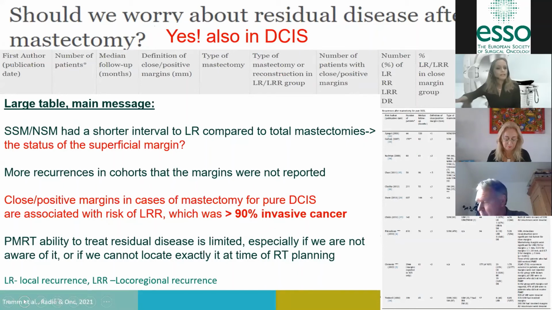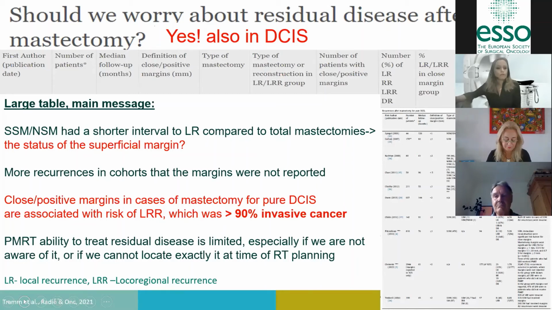So we're asking ourselves whether it's due to the superficial margins. There are more recurrences in cohorts where the margins were not reported or partly reported, and significantly more recurrences in cases of close or positive margins in case of mastectomy for pure DCIS. And you need to remember that according to these reports, in these cases, over 90% of the recurrences were invasive cancer. The ability of radiation after mastectomy to treat residual disease is limited because of the doses.